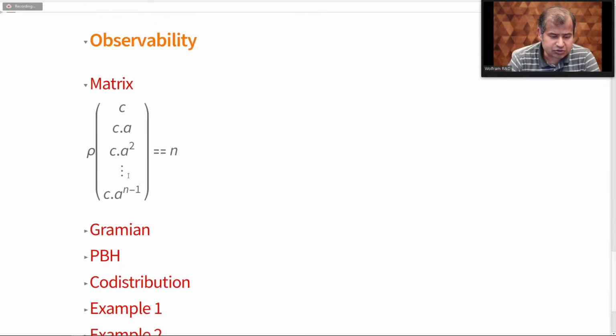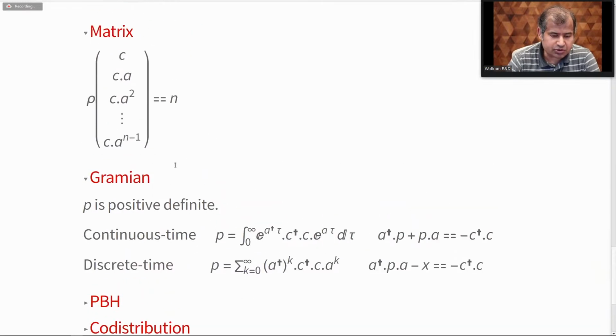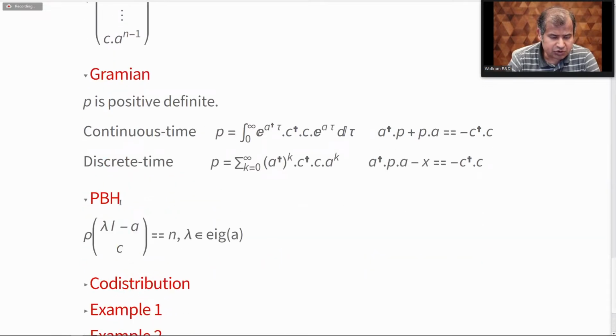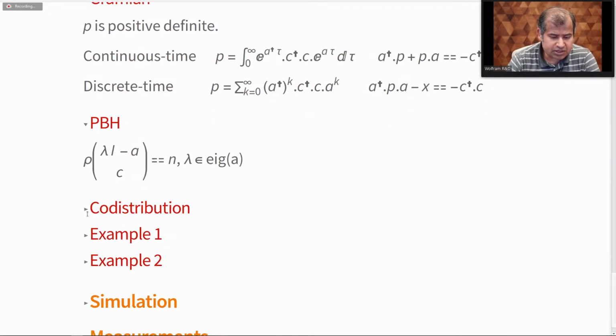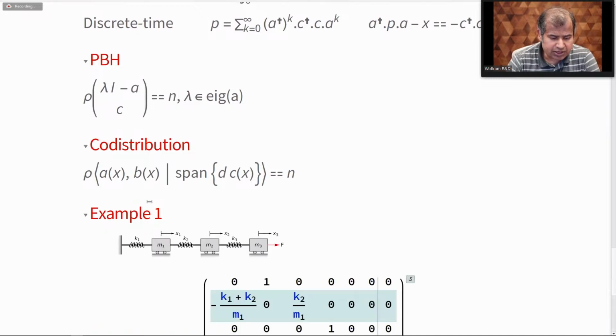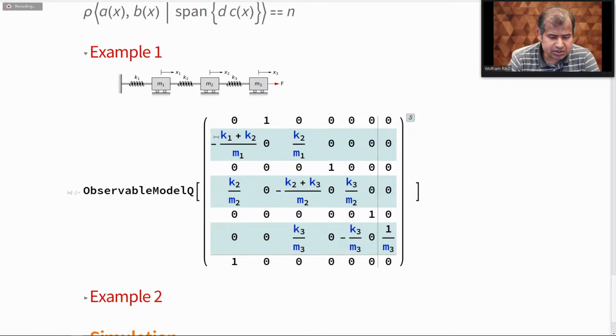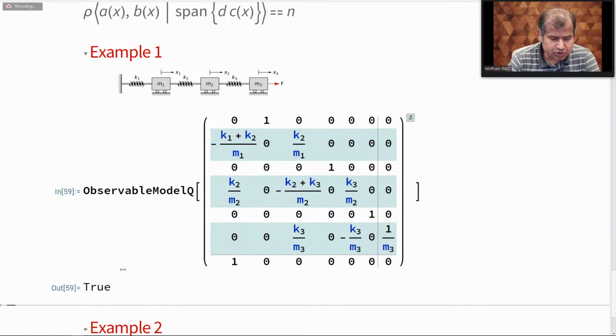We test the observability matrix. We test if the observability Gramian is positive definite. We have a dual PBH test and also a co-distribution rank test. So here I have a mechanical system with three masses and springs, and the output is just the position of the first state. We say observable model Q, it says true.